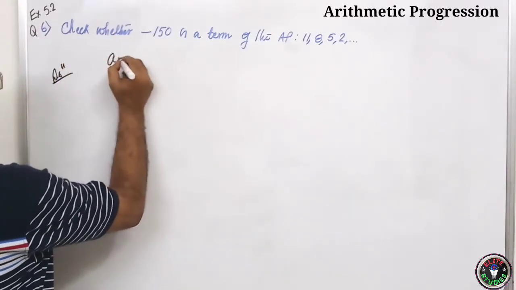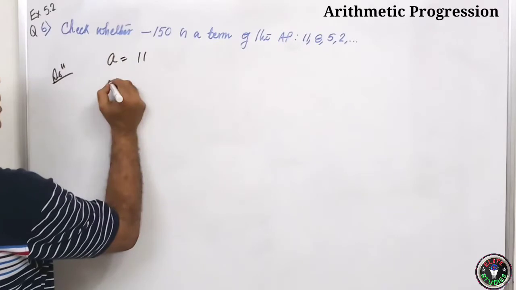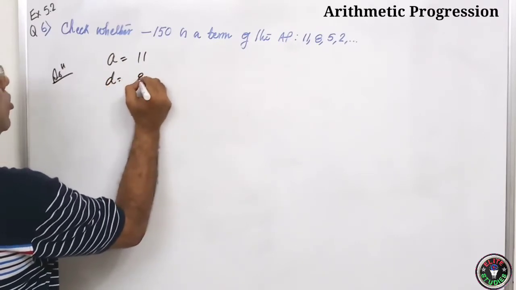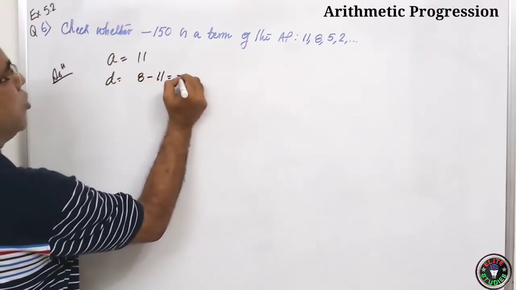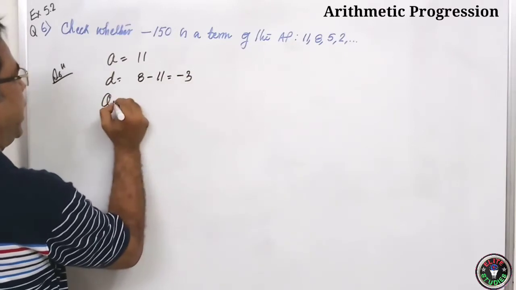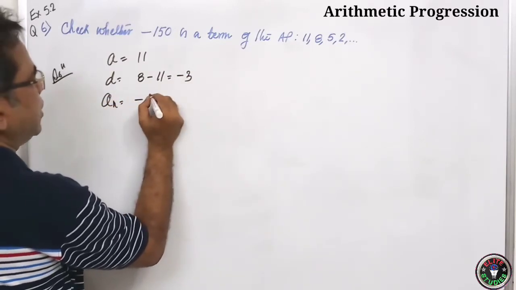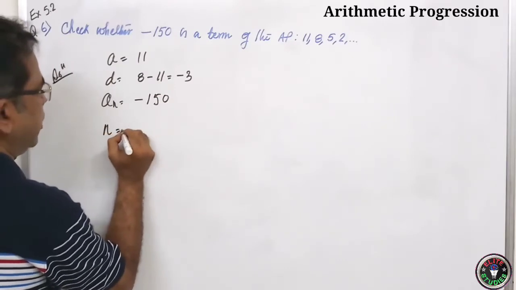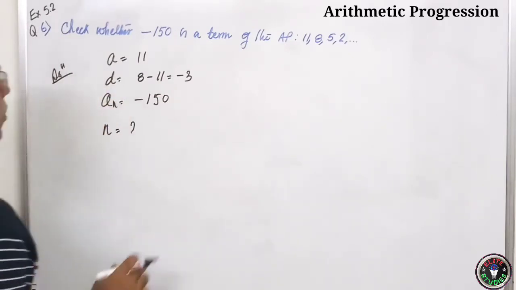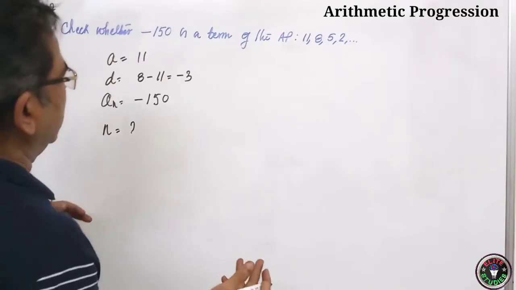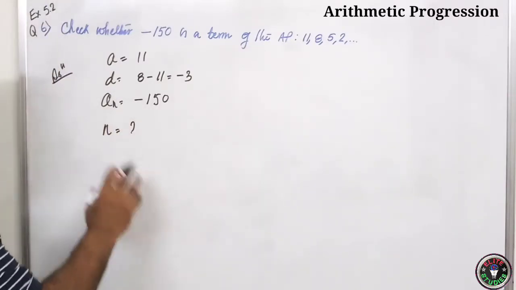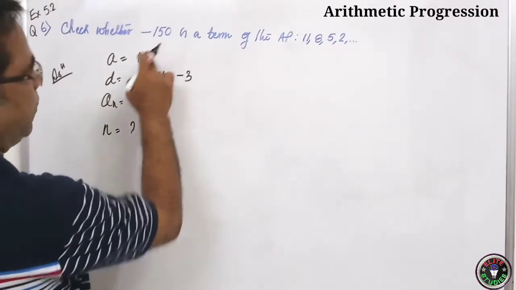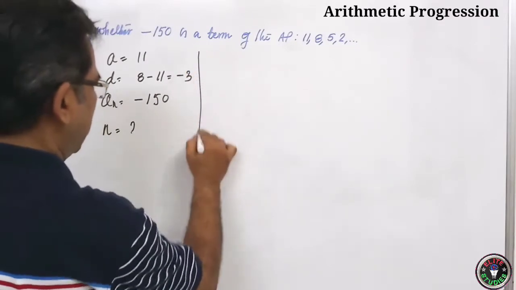So let us do it. a is equal to 11, given. d is equal to 8 minus 11, which is minus 3. an is given to be minus 150. So you have to find n. Questions are like that only, but the pattern is different. You have to find n, and if n comes out to be positive, then it is a term in the AP. If it comes out to be negative, then it is not a term.